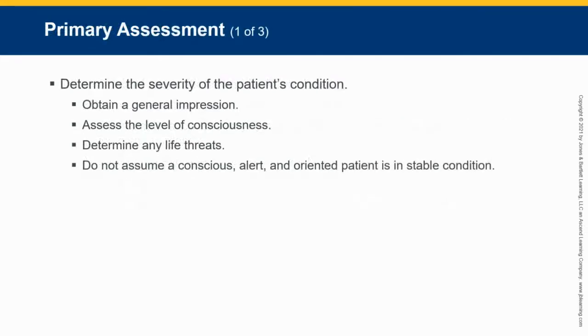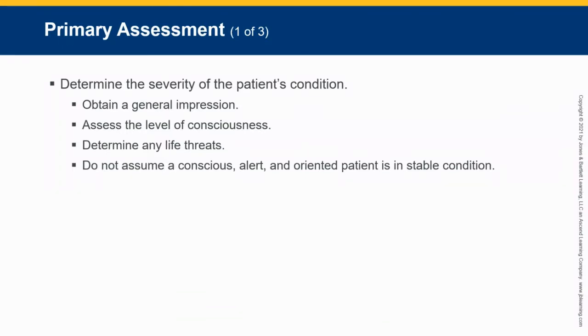We already know, remember, our 5 parts of our scene assessment are scene safety, PPE, how many patients do we have? Is this a mechanism of injury or a nature of illness? And do I need additional resources at this time? And that could be anything from ALS to that hazmat that we've mentioned numerous times.